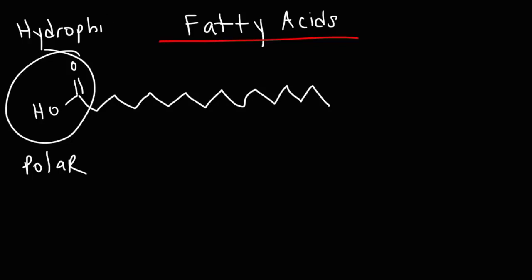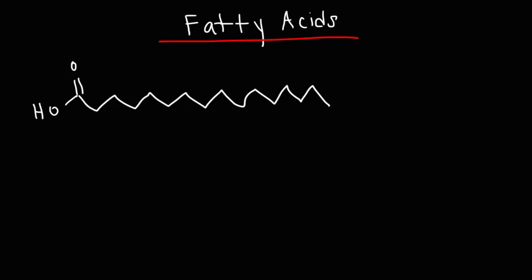Now, this type of fatty acid is known as a saturated fatty acid. It's saturated in that it contains the maximum number of hydrogen atoms that you can pack on this molecule, and there's no double bonds. Saturated fatty acids are solid at room temperature. A good example of this would be butter.